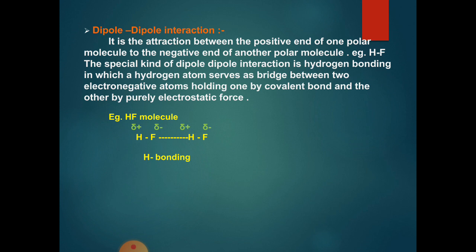And the last factor is dipole-dipole interaction. It is the attraction between the positive end of one polar molecule and the negative end of another polar molecule. An example is the HF molecule. A special kind of dipole-dipole interaction is hydrogen bonding, in which a hydrogen atom serves as a bridge between two electronegative atoms, held to one by a covalent bond and to the other by a purely electrostatic force. Here we see the example of the HF molecule. In the HF molecule, hydrogen is highly electropositive while fluorine is electronegative.